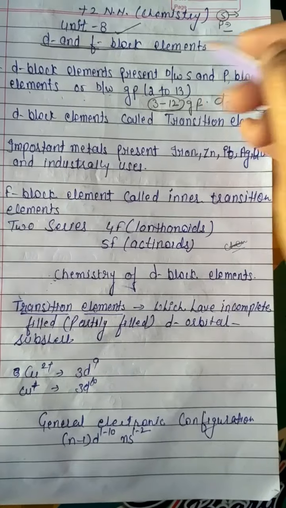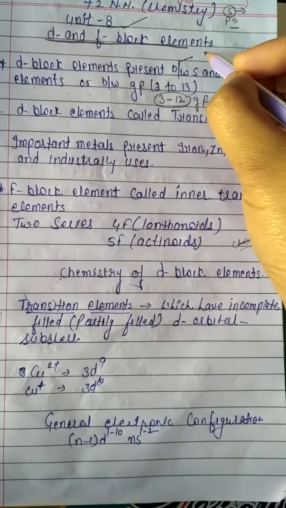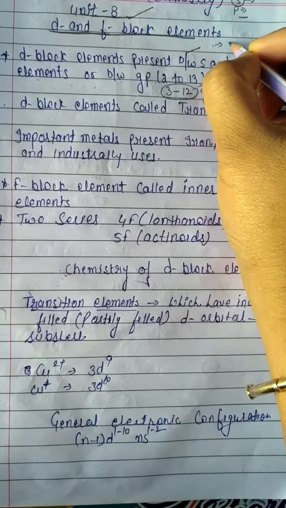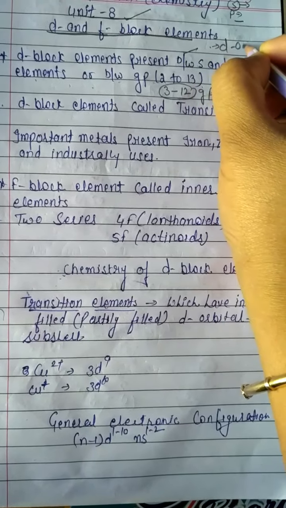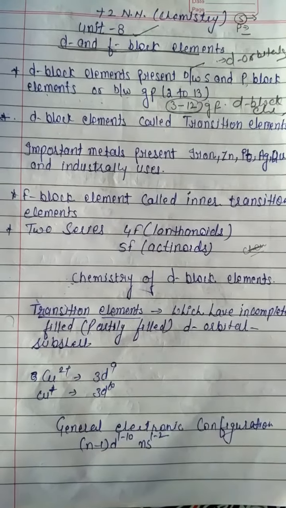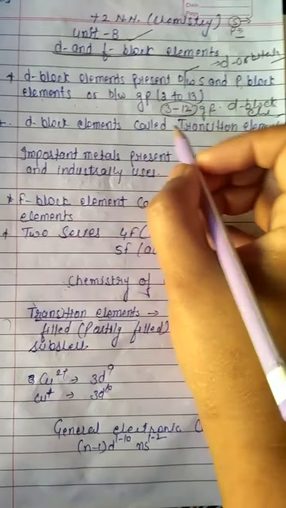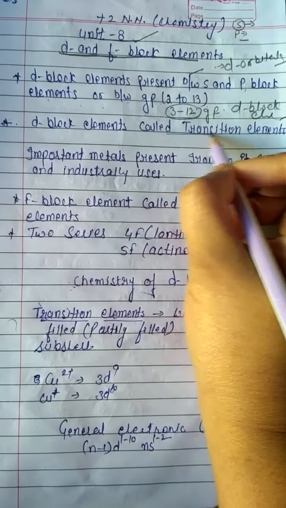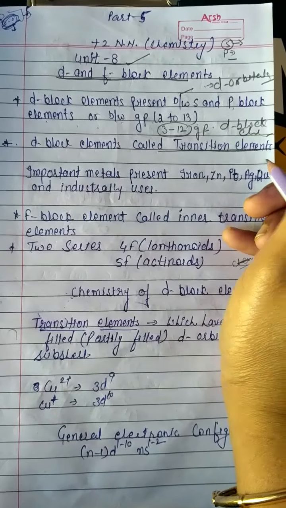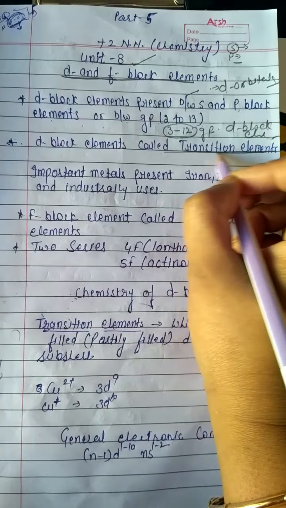And these are D block elements because when we are filling the configuration, the last electron is filled in a d orbital. So that's why these are called D block elements. D block elements are also called transition elements. What is another name of D block elements? That is transition elements.